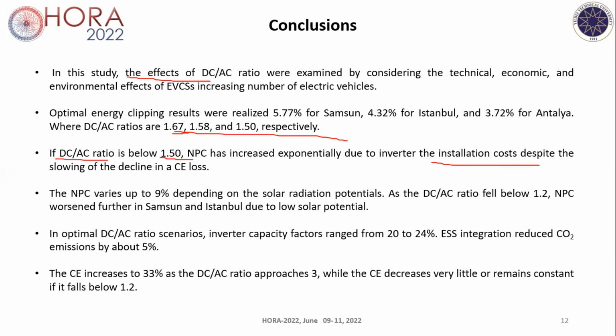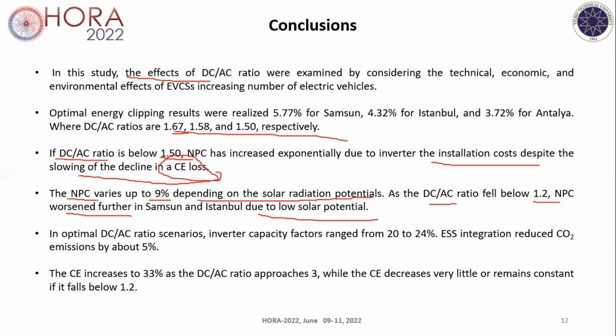despite the slowing of AC clipping energy losses. Net present cost varies up to 9% depending on the solar radiation of the region. If DC-AC ratio fell below 1.2, net present cost worsens for Samsun and Istanbul due to the lower solar potential.